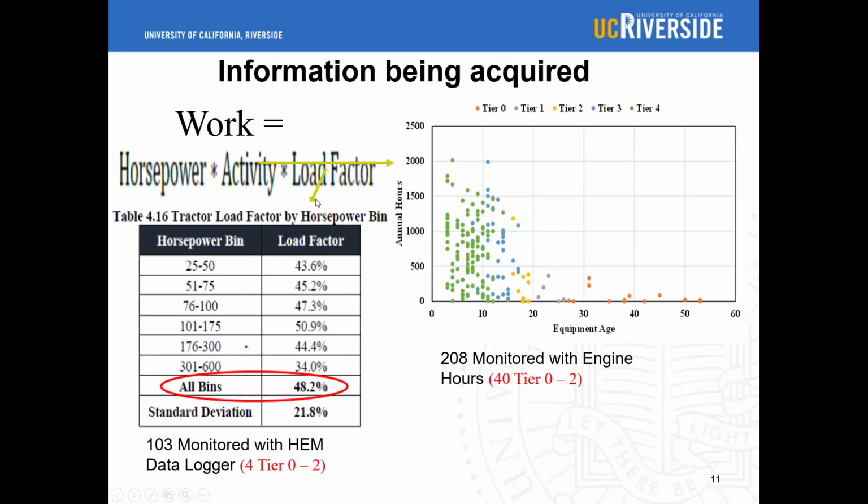So then we look at load factor here. And here load factor is basically the load relative to the maximum load of the engine. And this is sort of the older distribution of load factors that was available in fact at the time we started, and we'll be able to compare these numbers with what we got from the activity study as we go along. So 208 vehicles that we monitored for engine hours, 103 were monitored with data loggers, which is where we can get the load.